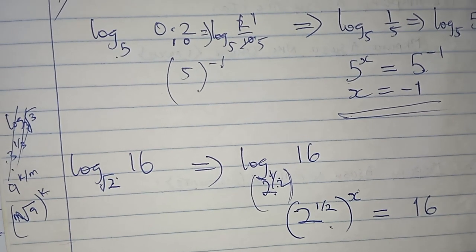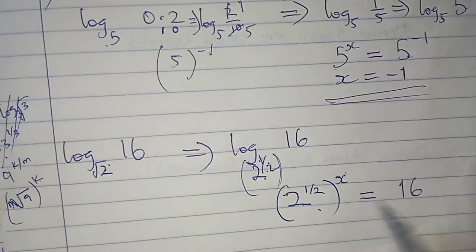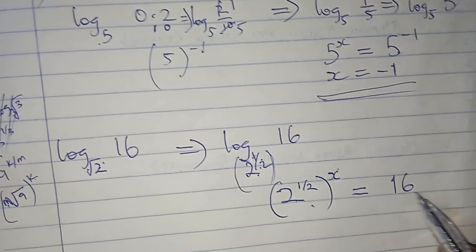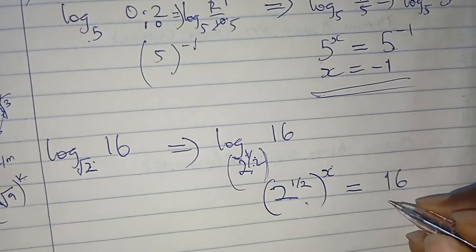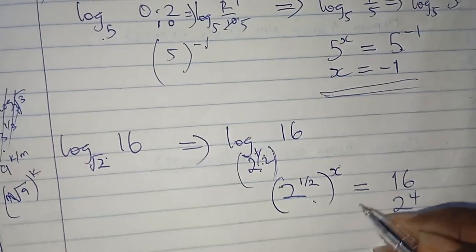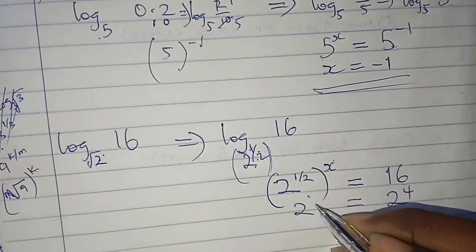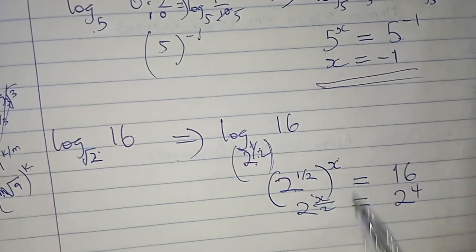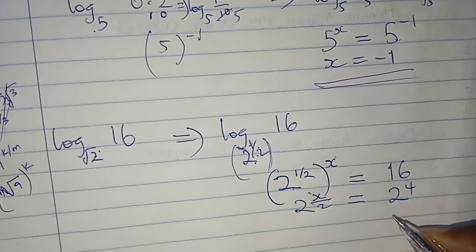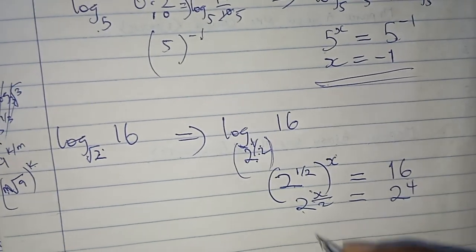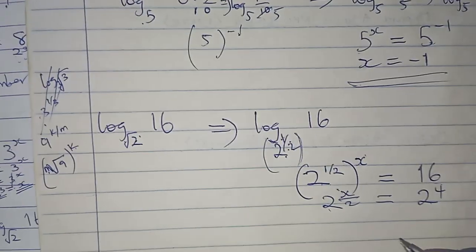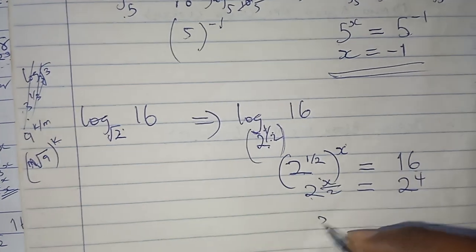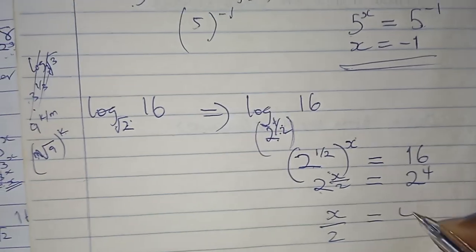Are you seeing it? So you will now see that we'll ask ourselves, what is the base? If I reduce 16 to its lowest, it will become 2 raised to power 4 is equals to 2 raised to power x over 2, because x times 1 over 2 is x over 2. So you can see that 2 and 2 have the same bases. And since the bases are the same, the powers are equal. So I have x over 2 is equals to 4.